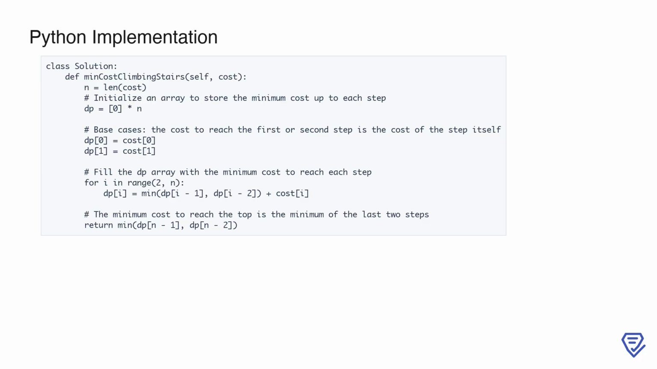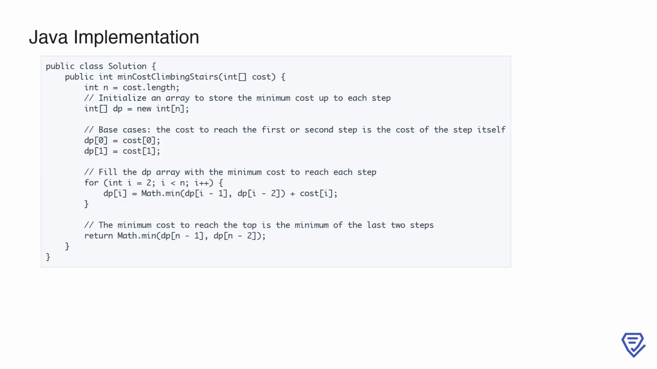Finally, since the top of the staircase can be reached from either of the last 2 steps, the result is the minimum of the costs to reach these 2 steps, dp[n-1] and dp[n-2]. This approach has a time complexity of O(n) due to the single loop through the cost array, and a space complexity of O(n) for the dp array.